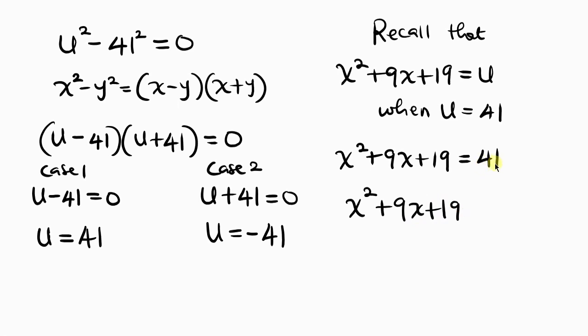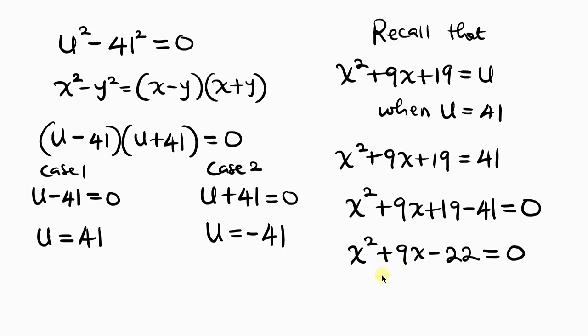And as 41 crosses to the left, it becomes minus 41. And this is equal to 0. So this becomes x squared plus 9x. Now 19 minus 41 is negative 22. And this is equal to 0.